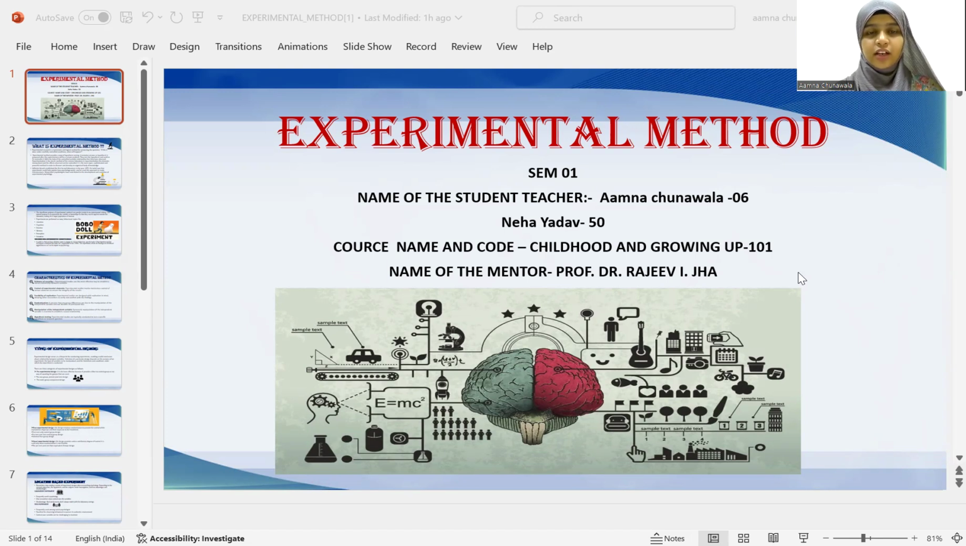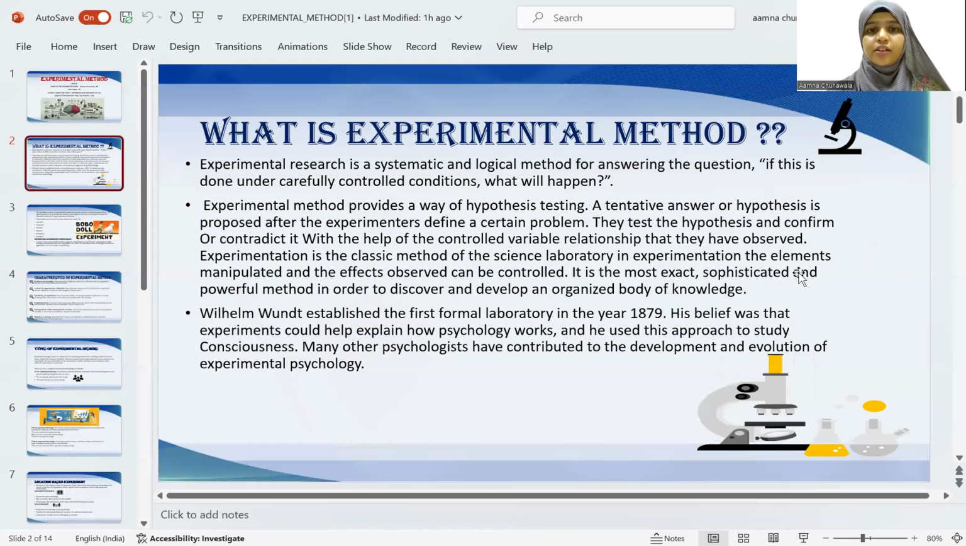I, Aamna Chunawala, an F.Y.B.Ed student, am going to do a presentation for the course Childhood and Growing Up under the guidance of Professor Dr. Rajeev Aija. The topic that I and my project partner, Ms. Neha Yadav, have worked alongside on is the experimental method of research. Now, let us look into what is the experimental method of research.